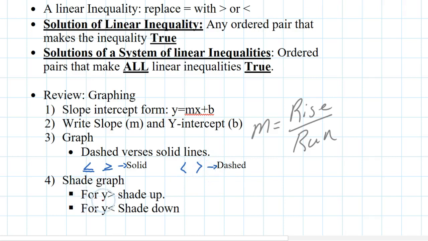Shading. For y greater than, shade up. If your y-axis is going up and down, greater would be growing, 1, 2. Getting smaller would be going down. So no matter where you are, if I'm going down, down is smaller. Up is greater. So for y greater than, we shade up. For y less than, we shade down.